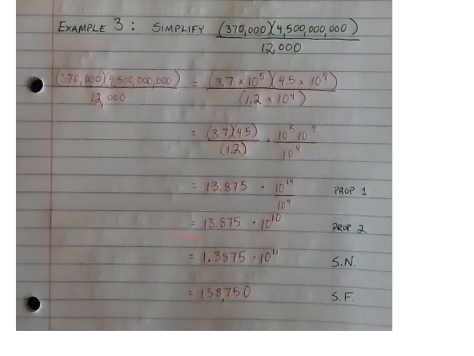However, this answer is not in standard form or in scientific notation. So in order to make it in scientific notation, it has to have a number between 1 and 10. And what we have is we have 13. So if we want to make that between 1 and 10, we're going to move our decimal one spot to the left, giving us 1.3875, and since we moved it 1 unit to the left, 10 to the 10th became 10 to the 11th.